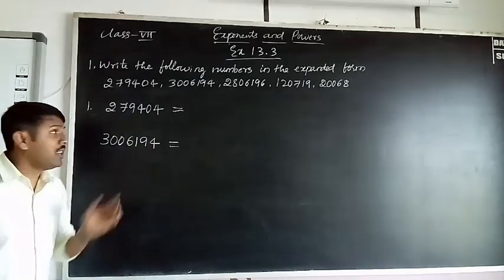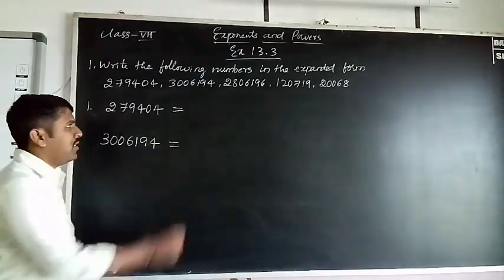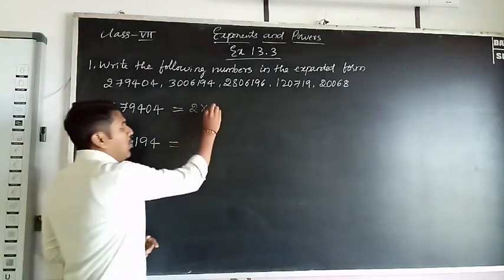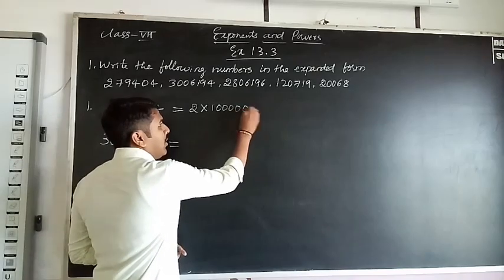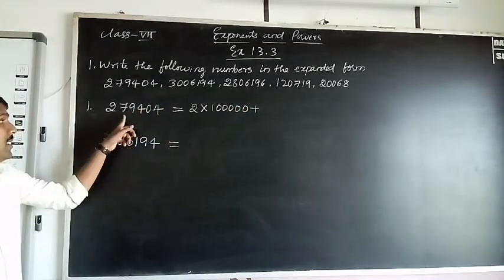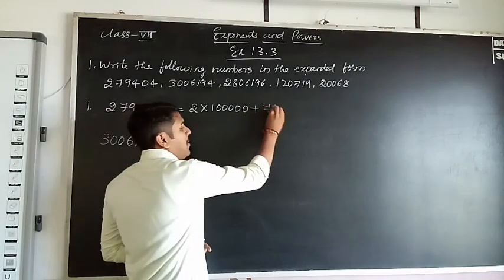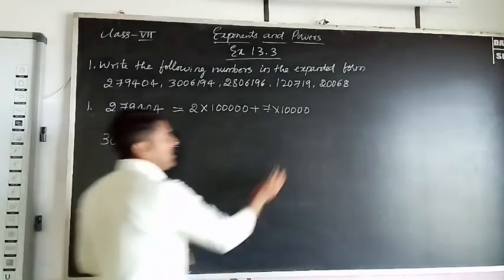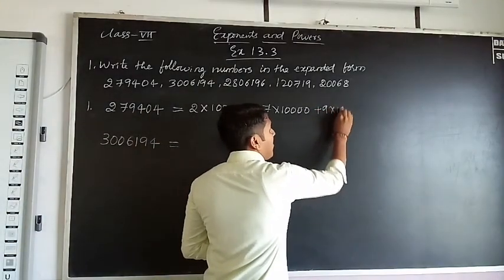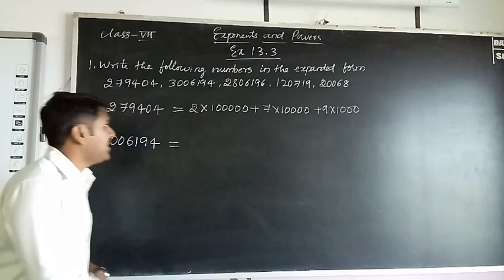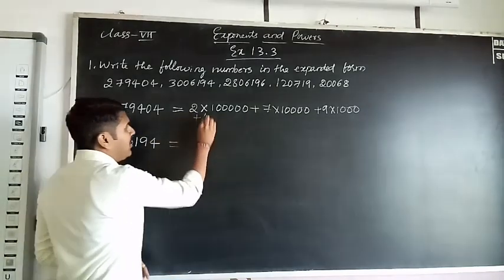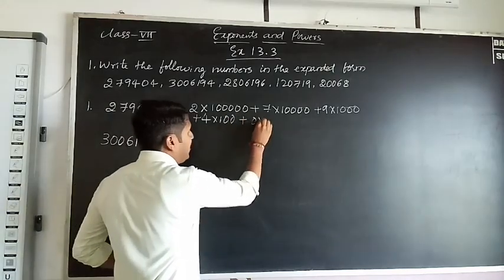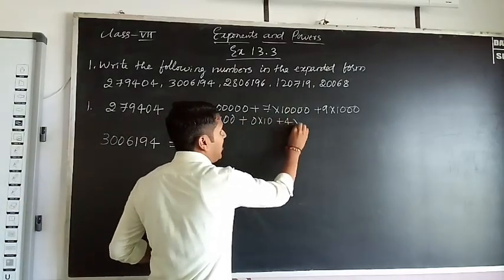2,79,404. So you already know how to write a number in expanded form. So first 2 into its place value, 1 lakh, isn't it? So 1 lakh plus next 7 into 10,000. 7's place is the 10,000 place. Next 9 into 1000. So next plus 4 into 100. Next 0 into 10 plus 4 into 1.